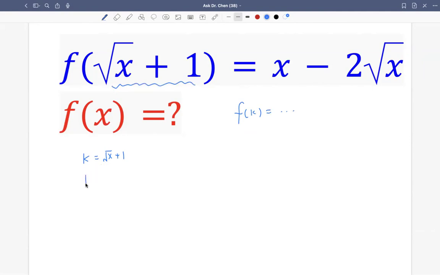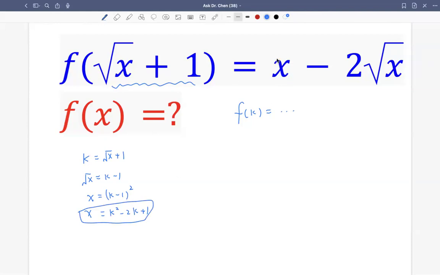Okay, solving for x, we get square root of x equals k minus 1. Then we square both sides. So x equals (k minus 1) squared. Well, (k minus 1) squared is just a perfect square: k squared minus 2k plus 1. Right? That's our x.